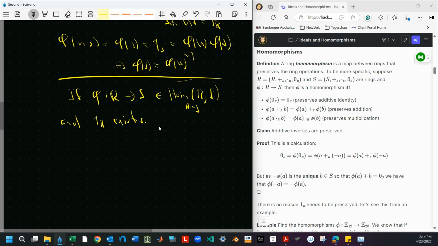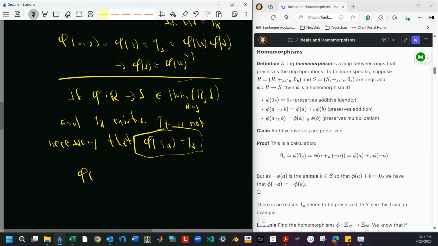So it is not necessary that, by the way, if I misspell things, sorry, phi of 1_R equals 1_S, right? What do we know? I mean, this is going to be important later. So what do we know? Let's say phi of 1 is equal to s in S, okay? What we do know is this.